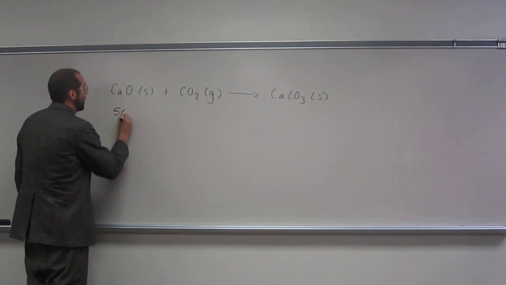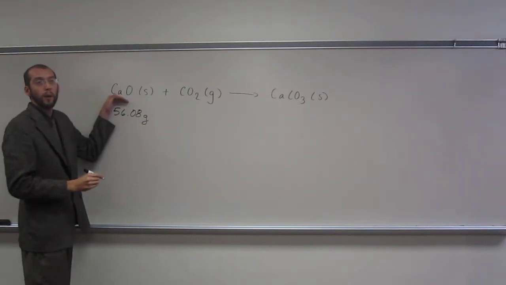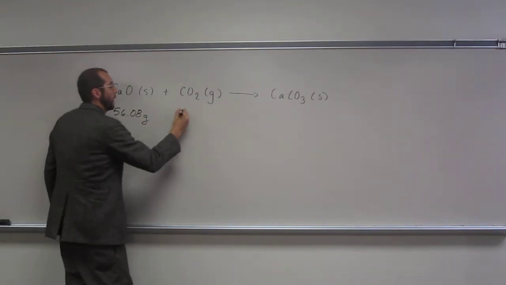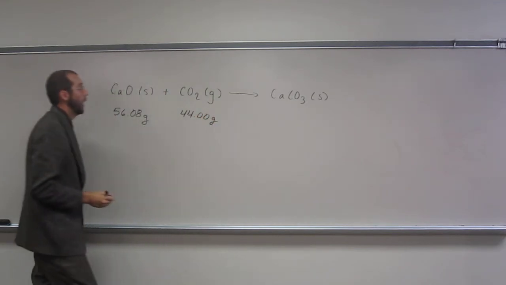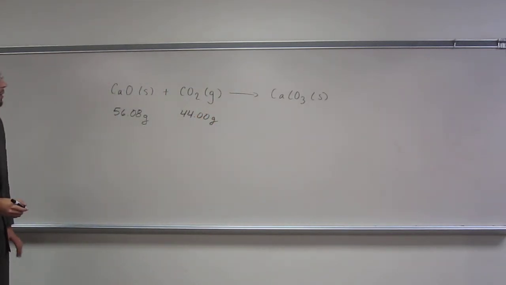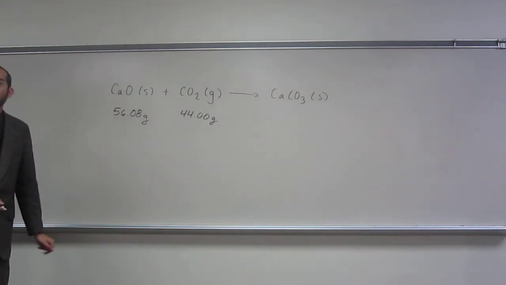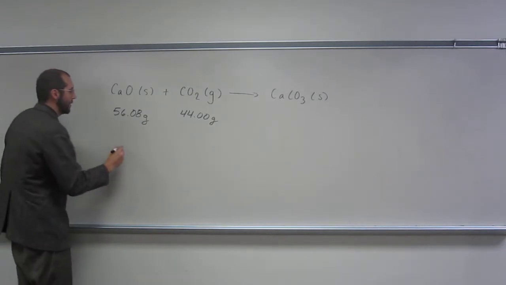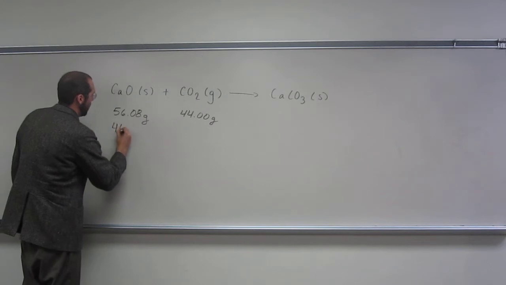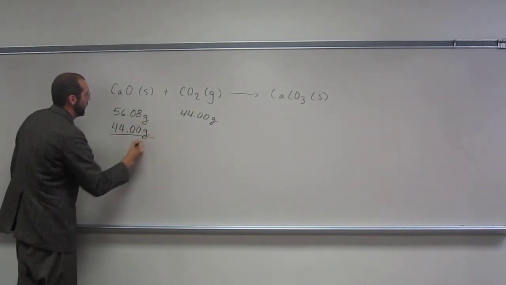So it says 56.08 grams of calcium oxide, okay, and 44.00 grams of carbon dioxide. So it asked us, what would be the total mass of the reactants? How would we go about doing that? Pretty obvious, right? Add them together, right? So 56.08 plus 44.00 grams.